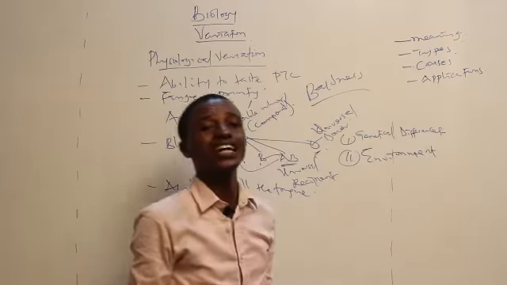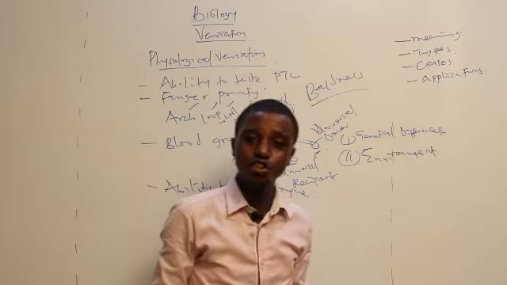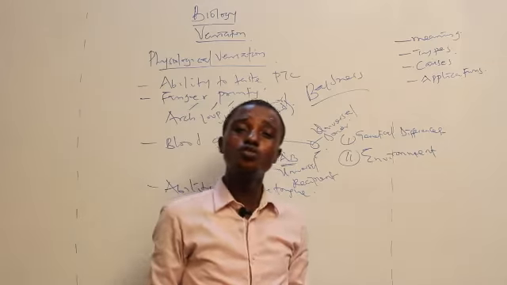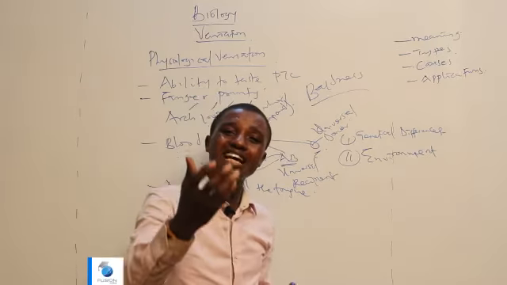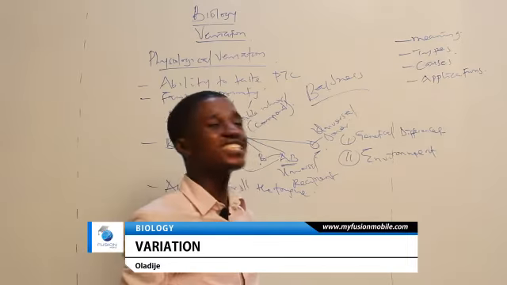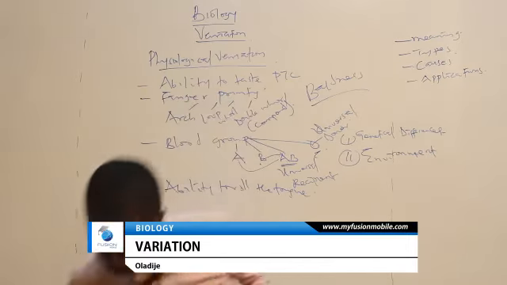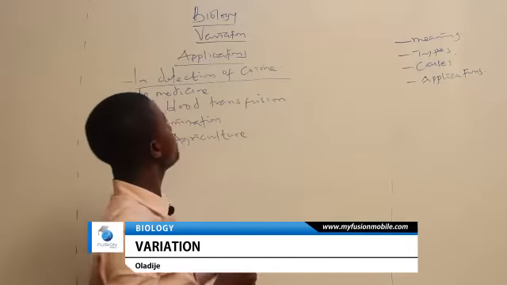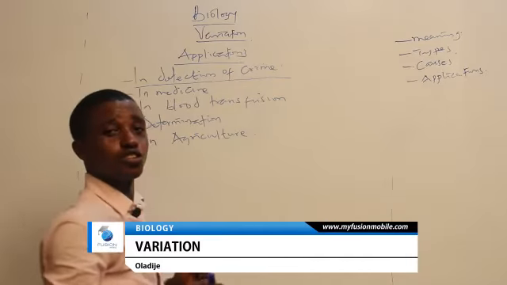So lastly, we'll be looking at the applications of variation. Now these variations, what can we do with them? Of what importance are they to this present world? We're going to be looking at it critically, and I'm going to be listing out some. Okay, we will be looking at the various applications of variation.